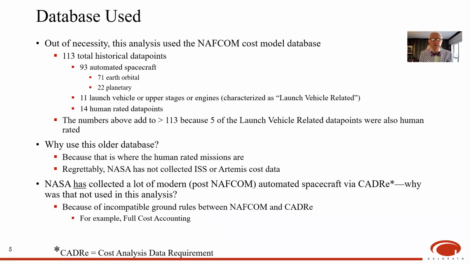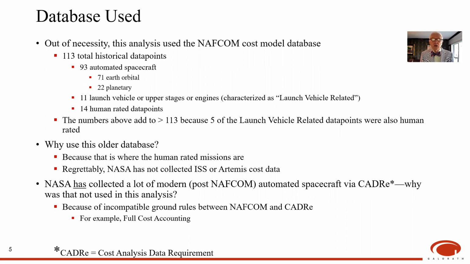All right, I use a database here called the NAVCOM Cost Model Database. NAVCOM is an older NASA cost model. It stands for NASA Air Force Cost Model. The version I used had 113 total historical data points, 93 of which were automated spacecraft. And of those 93, 71 were Earth orbital spacecraft, 22 were planetary spacecraft.